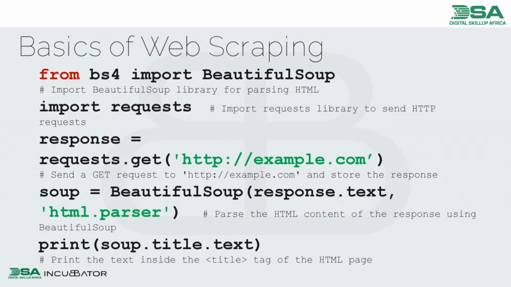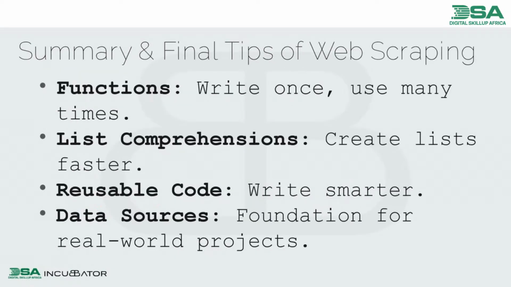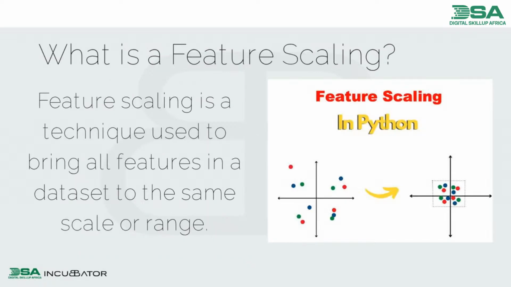Oh, is it not that library for web scraping? And they look at you, wow, he or she knows about web scraping, so that's fantastic. So that's just it. With functions, you write once, use many times. Create list makes you create your list faster. Write smarter when you use reusable code. Then data sources, foundation for what? For real world projects. I think I gave you a list of where you can find your data set and things. All right. And we spoke about feature scaling, which I said is a technique used to bring all features in a data set to the same scale or range when we're talking about outliers and things like that.